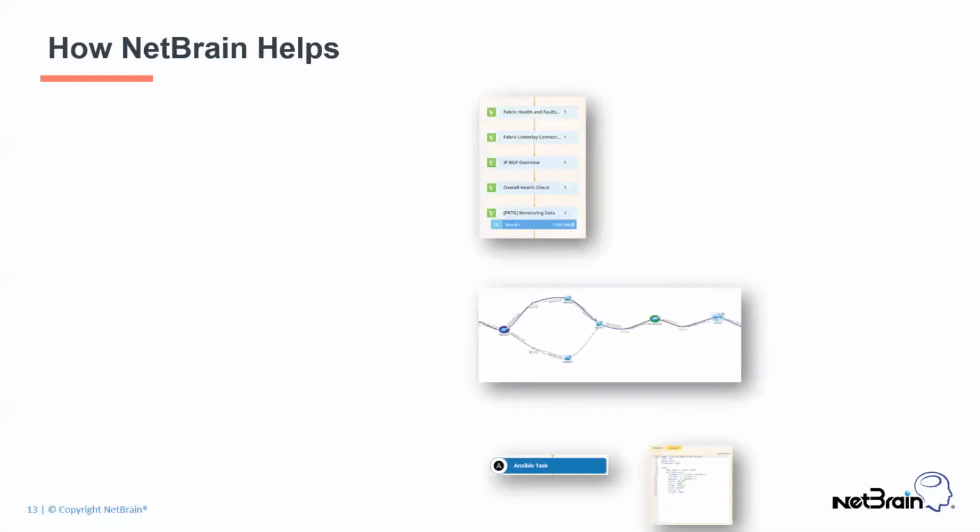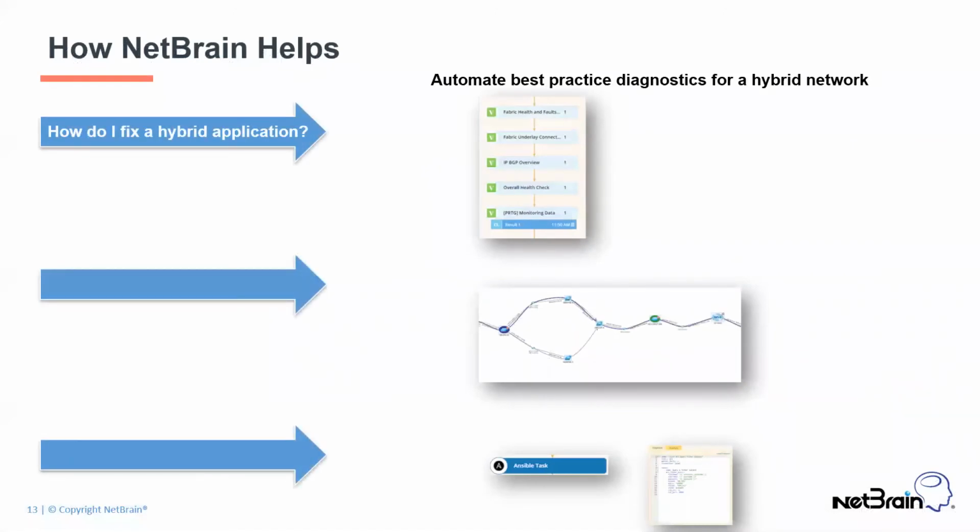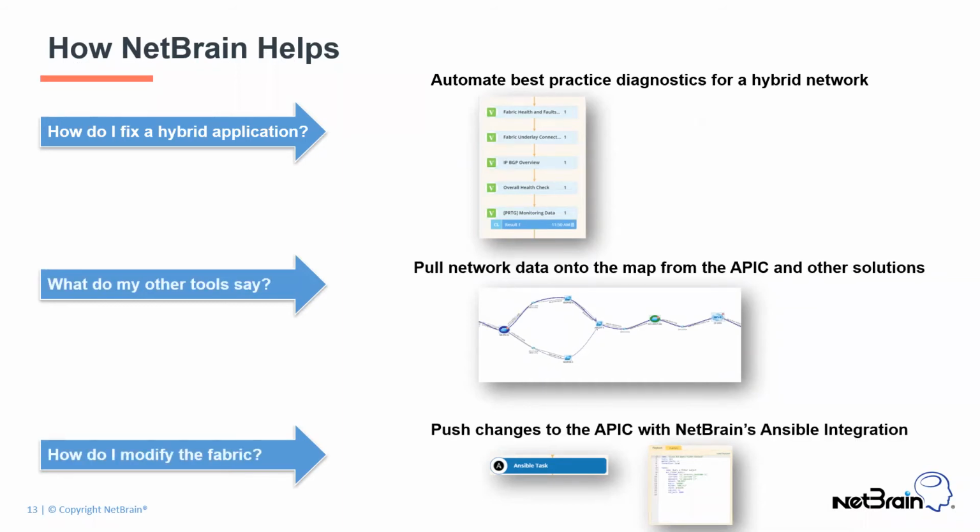Well, here's how NetBrain helps. How do I fix a hybrid application? Well, you can automate best practice diagnostics for your hybrid network using NetBrain's executable runbook technology. What do my other tools say? Well, you can pull network data onto the map from the APIC and the other solutions. And how do I modify this fabric? You can push changes to the APIC with NetBrain's Ansible integration.